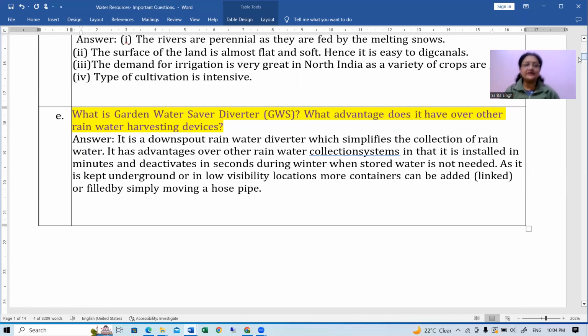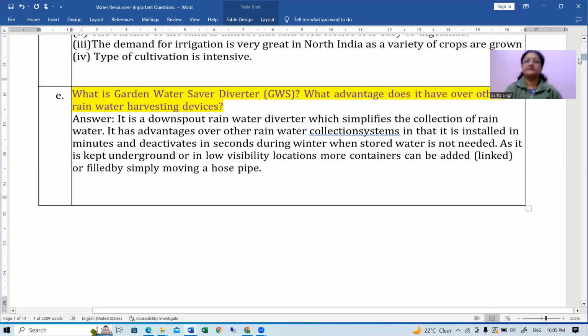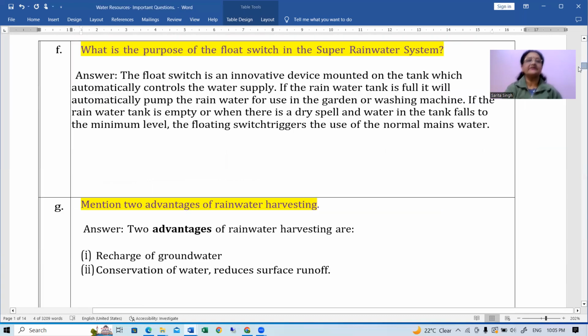As it is kept underground or in low visibility locations, more containers can be added or filled by simply moving a hose pipe during winters. So this is one of the devices which are used to make it easy, and it is quite fast also. So it is better than any other devices.